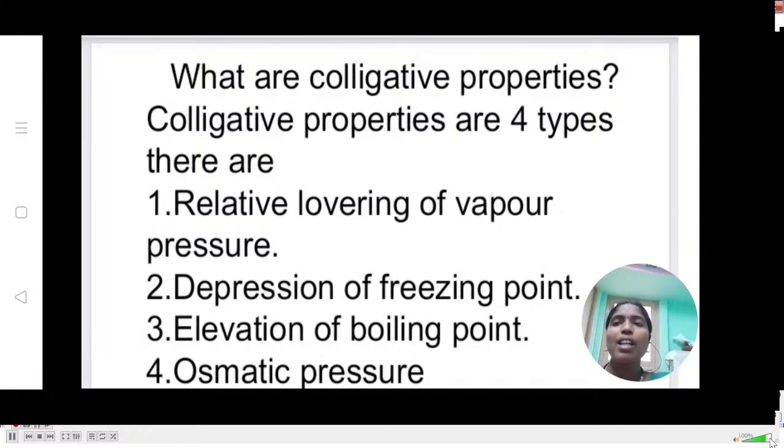So what are the colligative properties? Here 4 colligative properties are there. One is relative lowering of vapor pressure, second is depression of freezing point, third is elevation of boiling point, and fourth is osmotic pressure. This is the question with the answer on colligative properties.